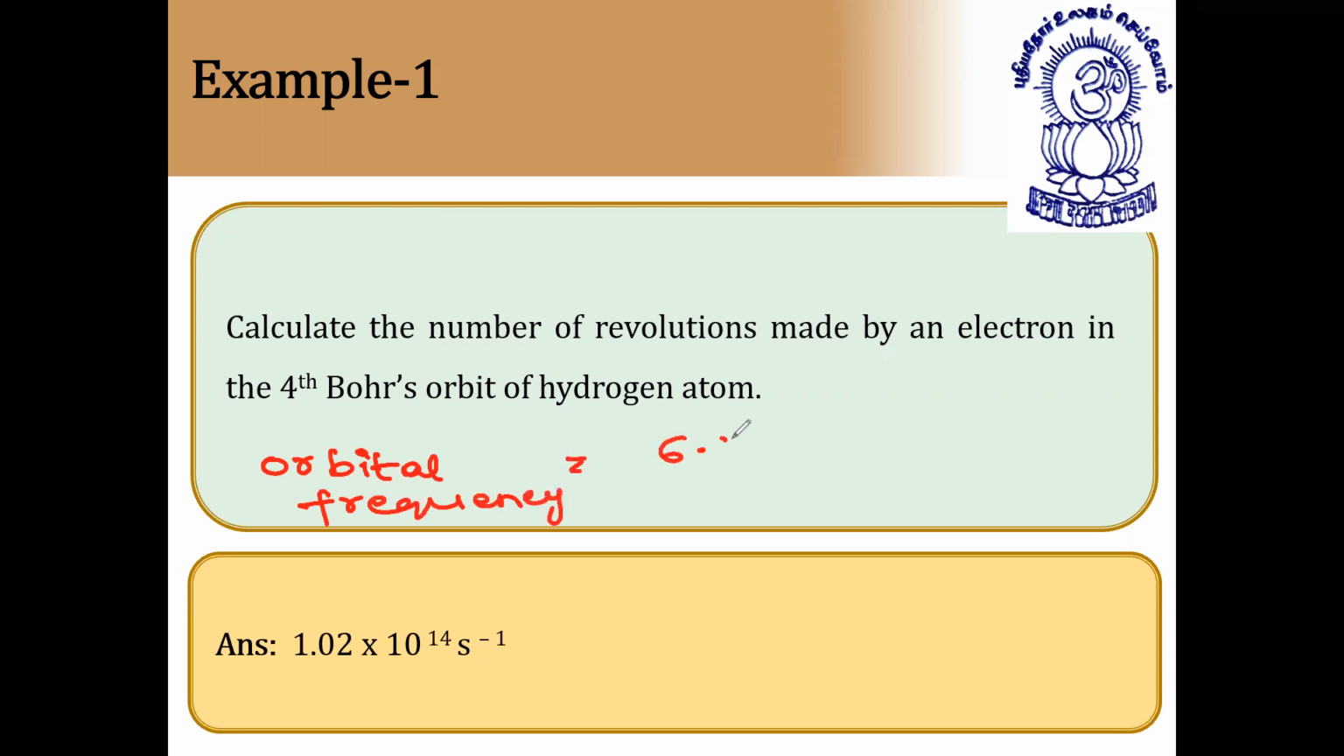So orbital frequency is equal to 6.59 into 10 to the power 15 into z square, this z square for hydrogen-like species, by n cube, where n is called orbit number. So I hope it is clear. This formula is most important. This is the answer. So next question.